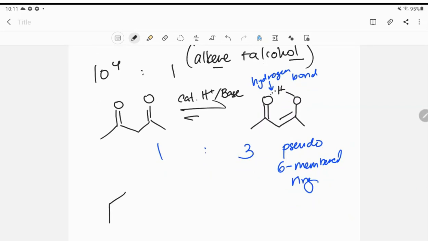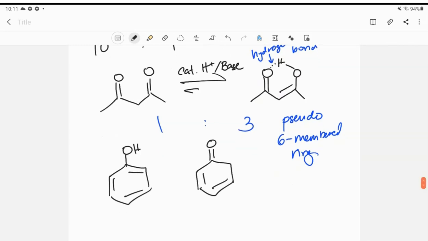For example, here is an enol, and here is the corresponding ketone. Which one of these do you think would be the preferred form? Which do we think is more likely? The one with the double bond oxygen? Why? More stable, why?